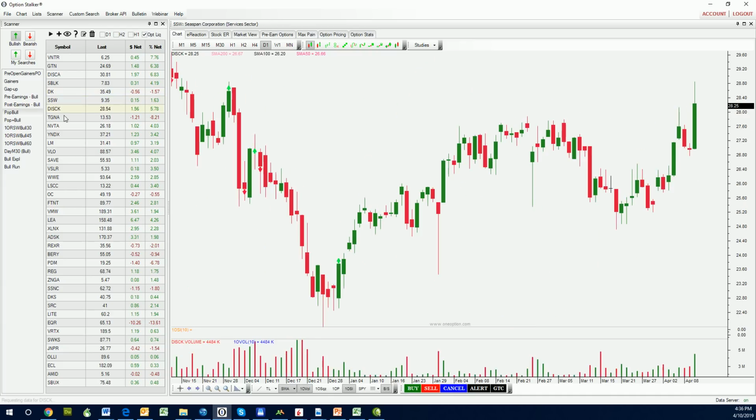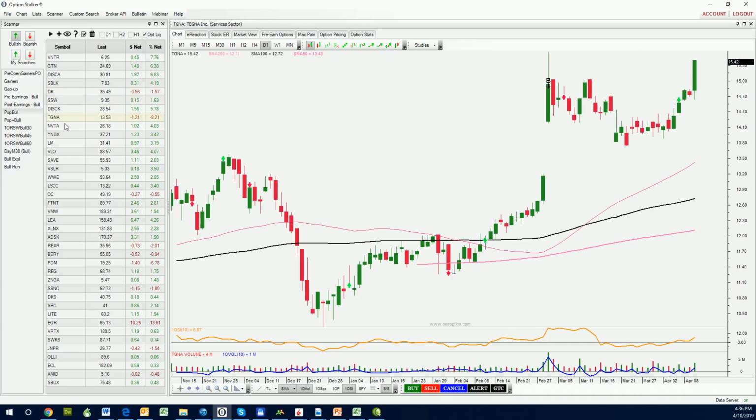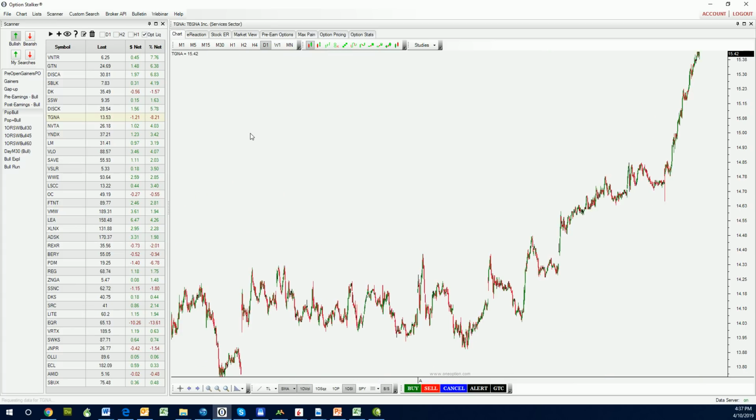All right, so nice, tight price action. This is beautiful. Big gap higher on earnings before the open there. Compresses just like the other stock we looked at. Now it's through that horizontal resistance and it's off to the races.